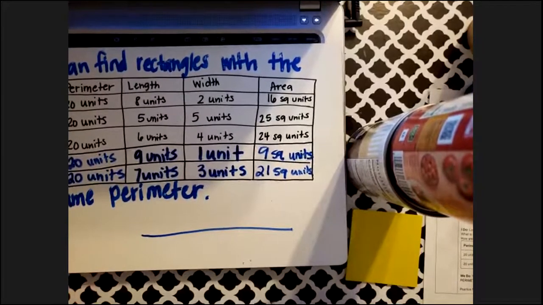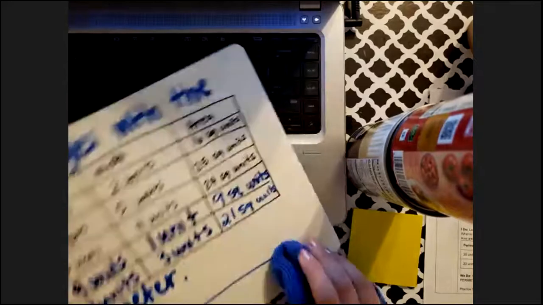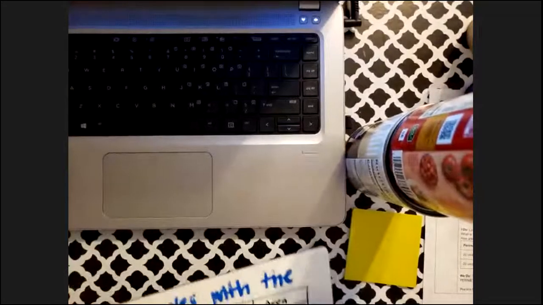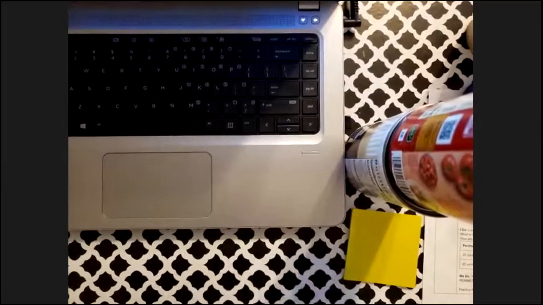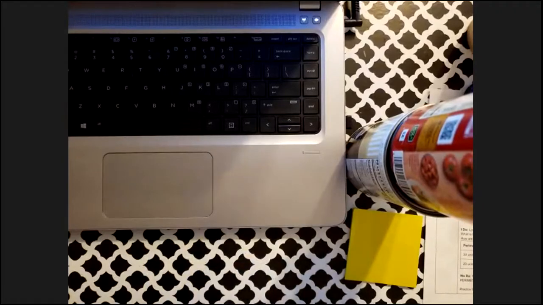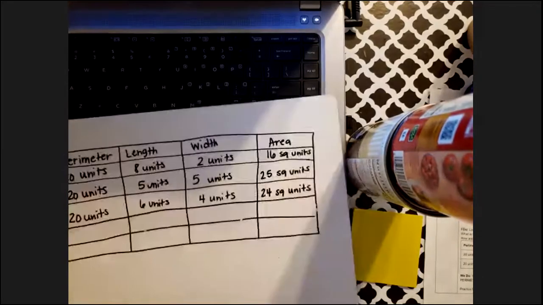Okay. So really quick, give me just a second. Thank you guys for being so patient. I'm going to erase this because we're going to practice finding another rectangle with a perimeter of 12.